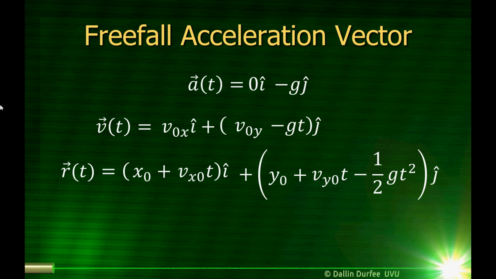Now, if the acceleration wasn't constant, we'd get something entirely different, right? So right now, we're just assuming that there is a constant acceleration, its magnitude is g, and it's in the negative y direction.